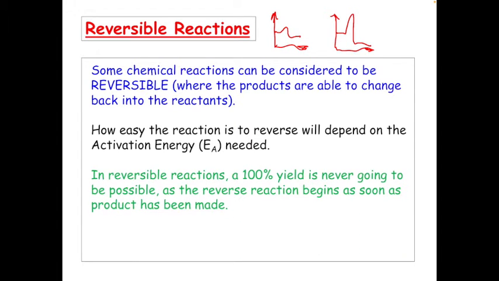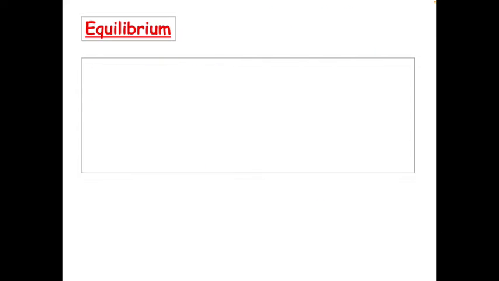In reversible reactions, a 100% yield is never going to be possible as the reverse reaction begins as soon as the product has been made. So as soon as you've even made your product, it's already turning back into the reactants. So when we made our ester in that experiment, some of it was already turning into the carboxylic acid and the alcohol. You might have been able to smell that as well. If you had smelt the ester, you might have been able to smell a wee bit of the carboxylic acid in there as well. We didn't really look at that though. So let's move on to actual equilibrium and find out what it means for chemical reactions.